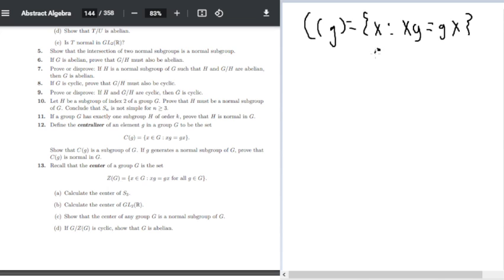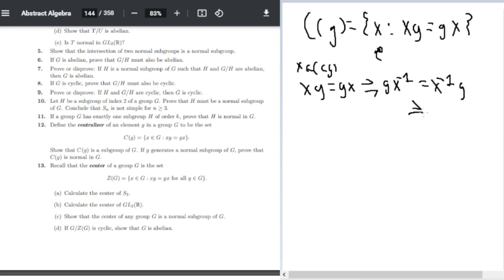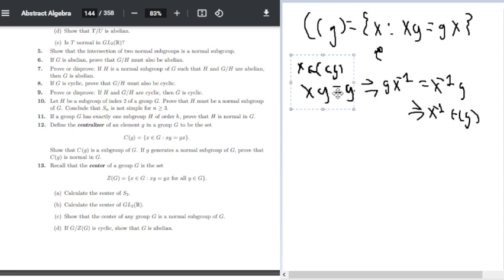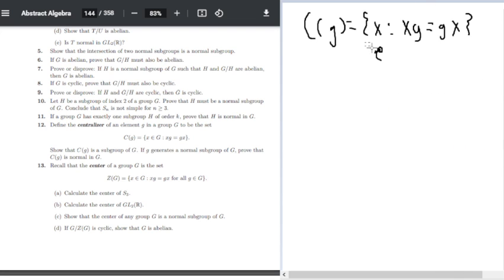So first of all, the identity is in this. If XG is equal to GX, then we have that GX to the negative 1 is equal to X to the negative 1 G. So X in C of G implies that X to the negative 1 is in C of G. And to finally show that it's closed under composition, we show simply that XYG is equal to XGY is equal to GXY. So we have products are in C of G, which means that C of G is a subgroup.